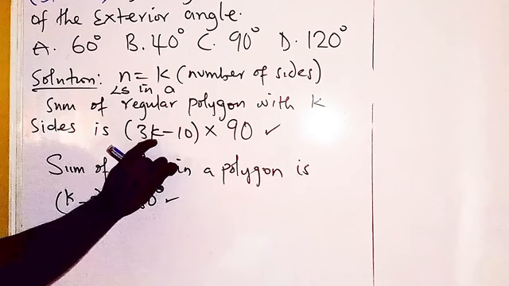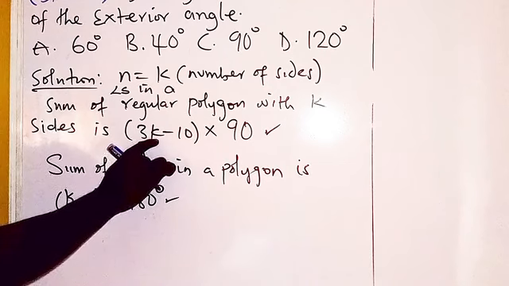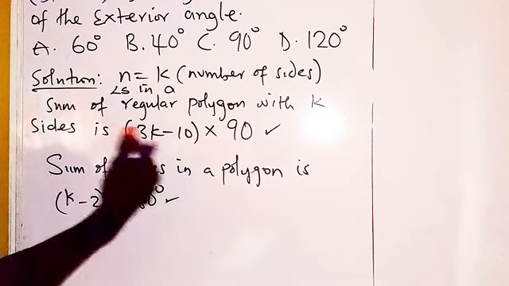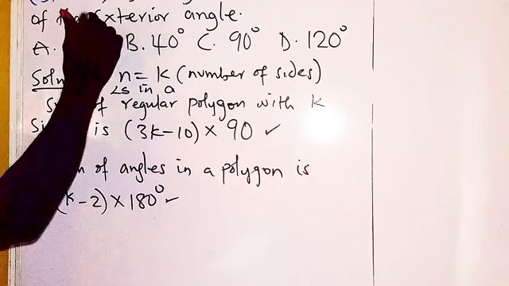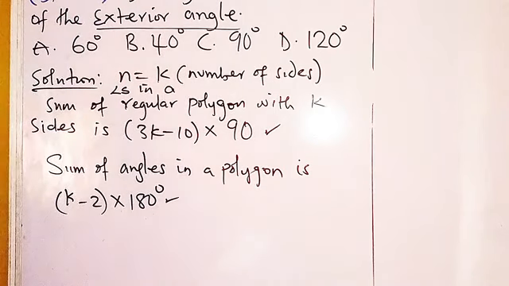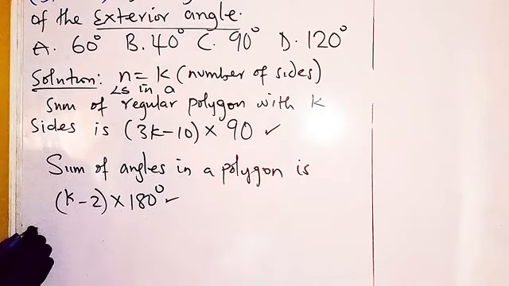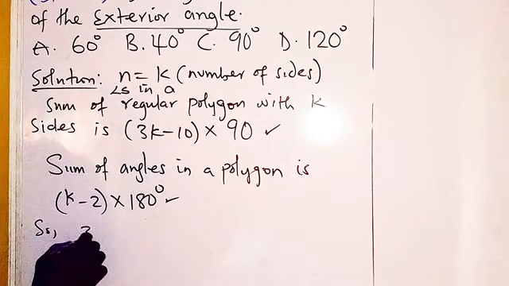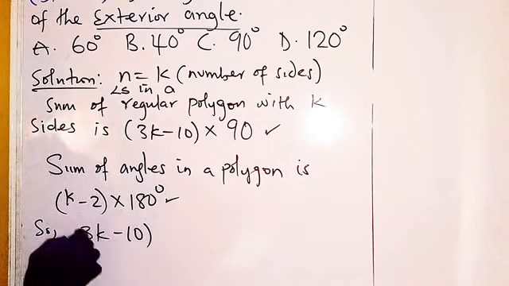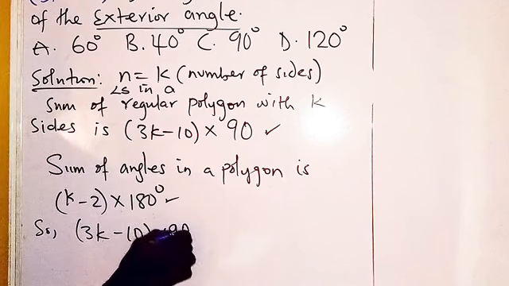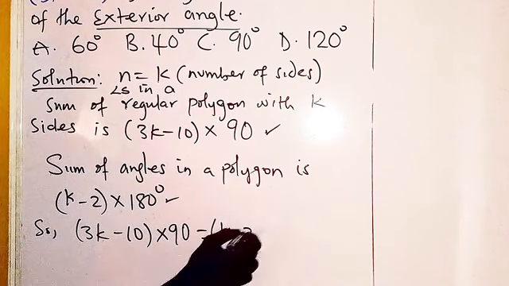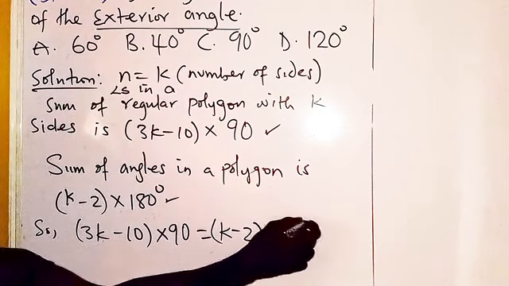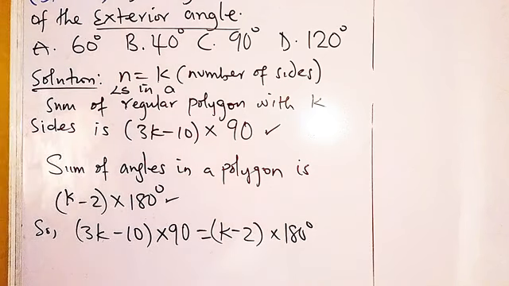So now we need to get the value of what? To get the value of k, that is, the number of sides, before we can get the exterior angle that we are looking for, this exterior angle. So I want you to listen attentively. So from here, we're going to have 3k minus 10 multiplied by 90, then equals k minus 2, then multiplied by 180 degrees. So we try to equate it like this.